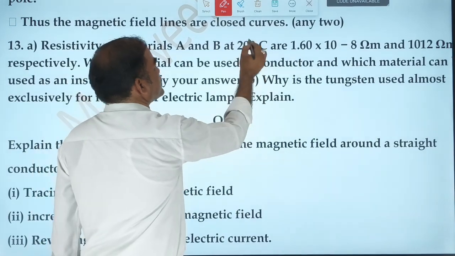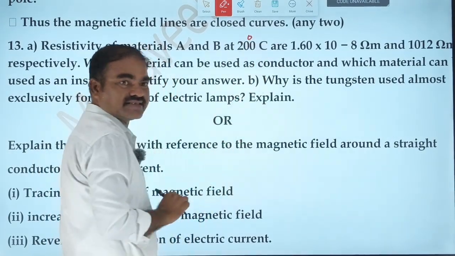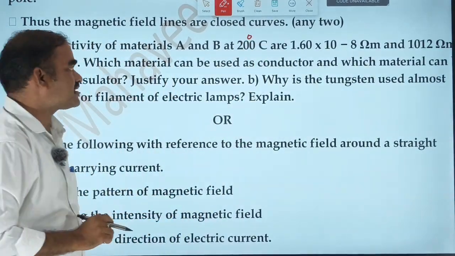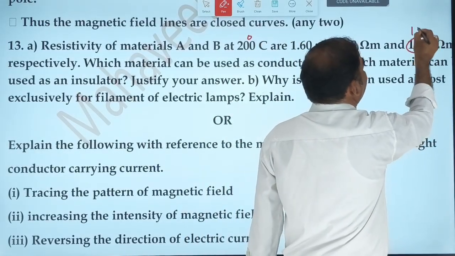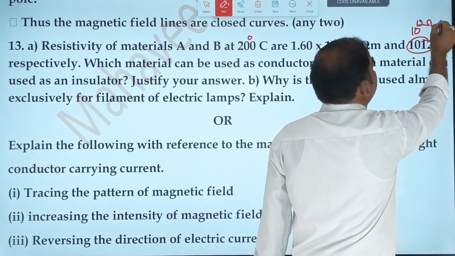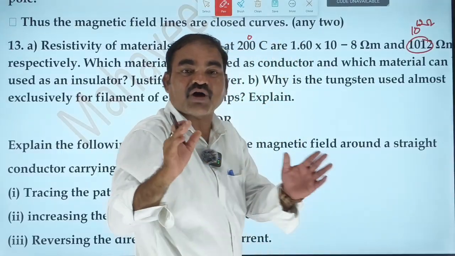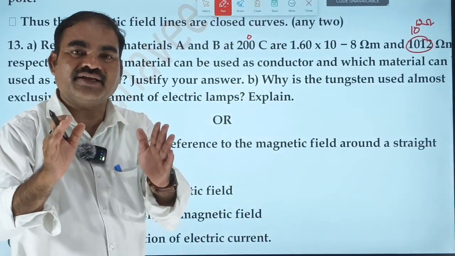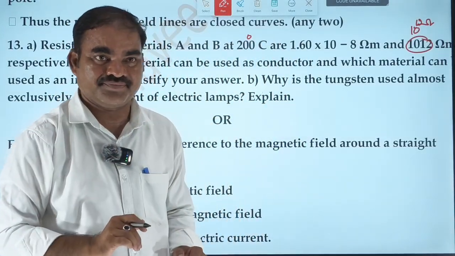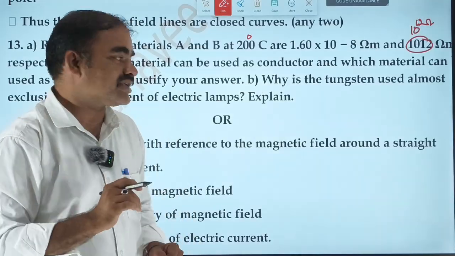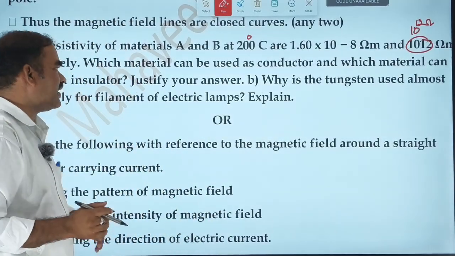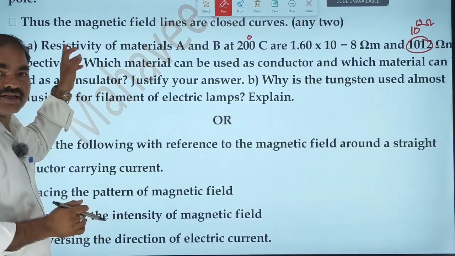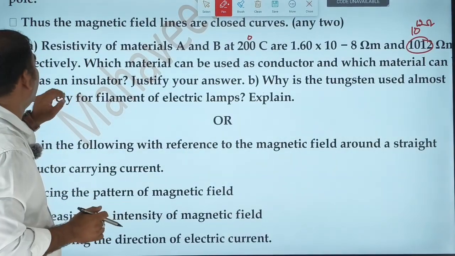Okay. So this one is at 20 degrees Celsius. And this one is water, 10 to the power 12 ohm meter. This problem is completely related to water resistivity. Resistivity depends on certain factors, which we'll discuss later on. First, let us discuss this example here.